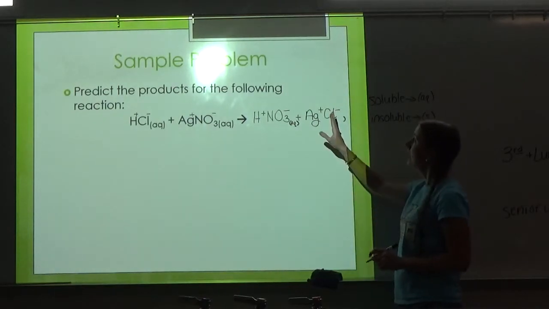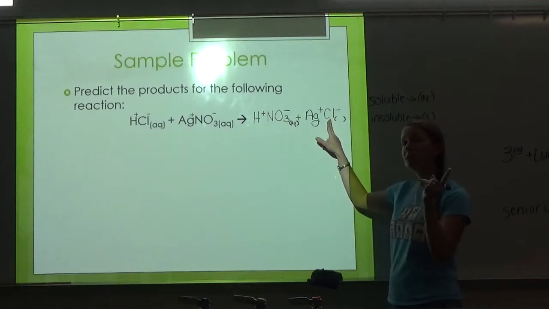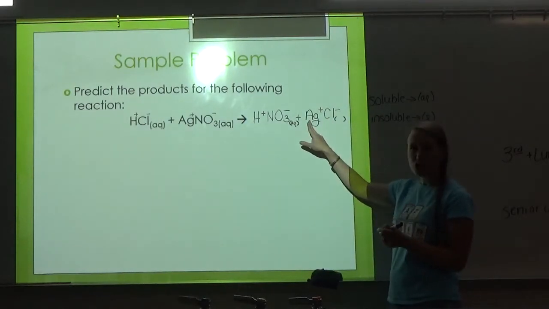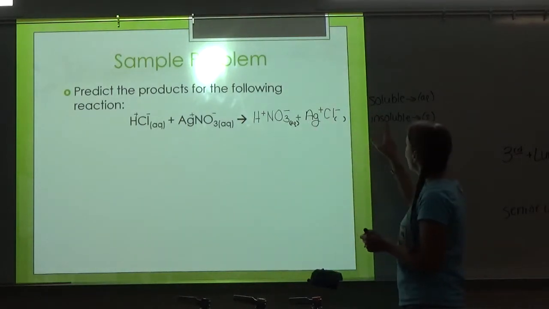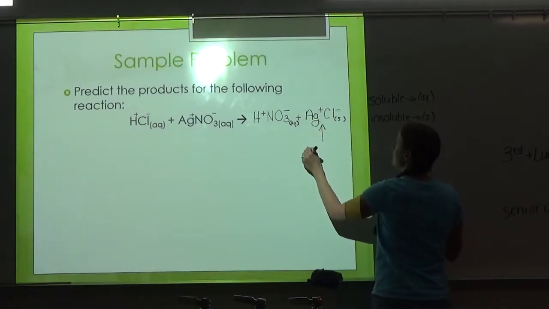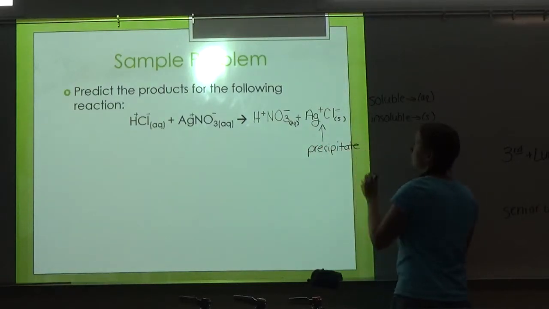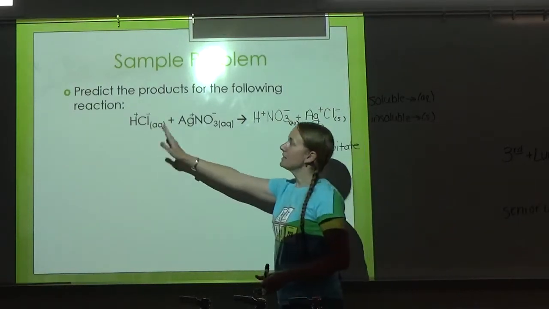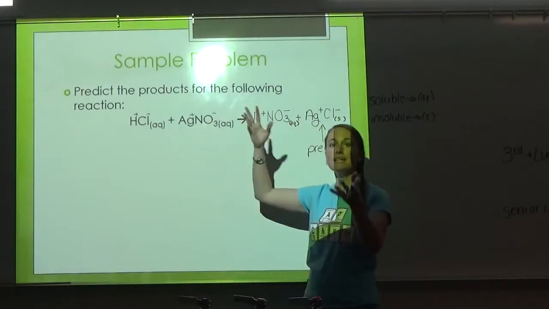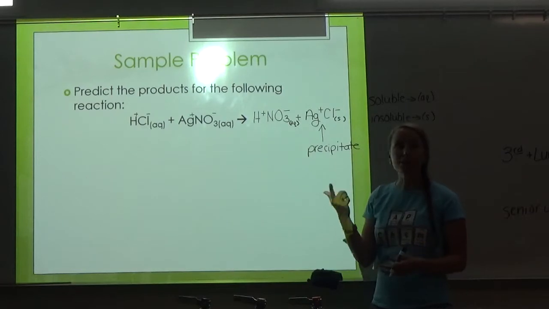All right, next, I look at my solubility rules chart. It says Cl is normally soluble, but Ag is an exception. So that makes it insoluble, so this would be a solid. So in other words, this right here would be my precipitate. So if I mix HCl and AgNO3 together in a beaker, I'm going to see a solid form as a precipitate.